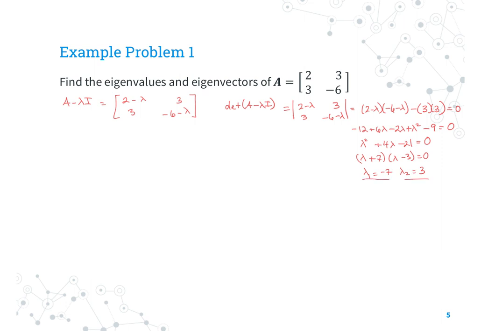So we already have part of the solution we were looking for. We found the eigenvectors, or sorry, the eigenvalues. Now let's find the corresponding eigenvectors. Let's start with lambda 1 equals negative 7. When we plug it in to A minus lambda I, we get 2 minus a negative 7, 3, and then 3 and negative 6 minus a negative 7, times x1, x2 equals 0.